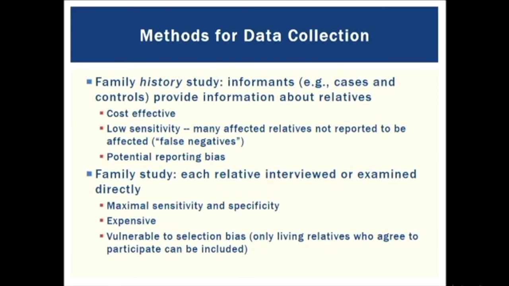This is the way you maximize sensitivity and specificity of the information on the disease in the relatives, but it's really expensive, and it's also vulnerable to selection bias because only living relatives who agree to be participants in the study can be included. So that's really a limitation there. And so most studies are a hybrid between these 2 designs.